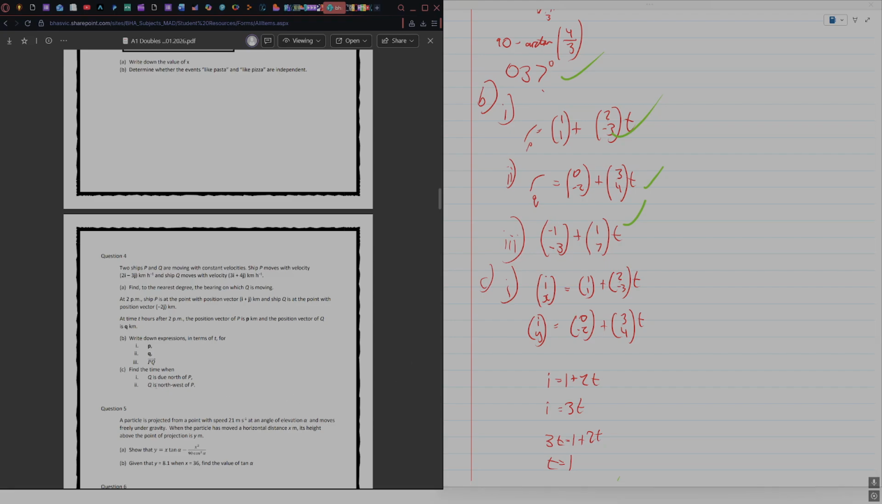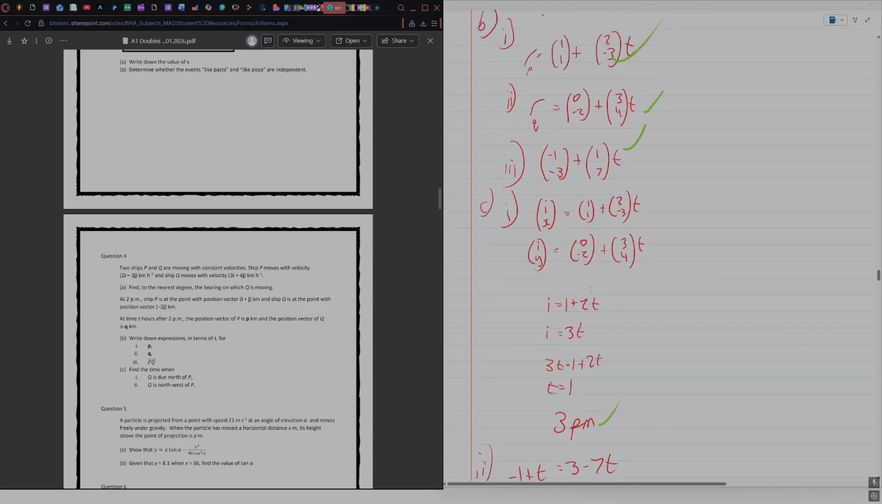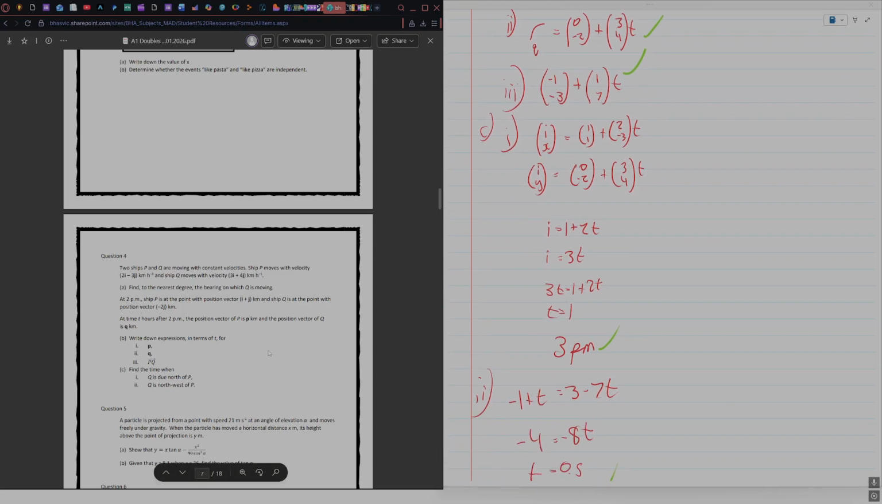Then for part C, when Q is due north of P, it means the position, not the velocity, the position of Q and the position of P both have the same j component, which means you can just take both these equations and solve simultaneously. And then remember it's t hours after 2 p.m. You have to remember that.